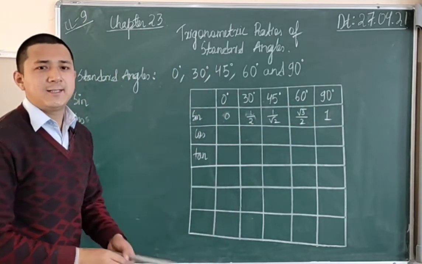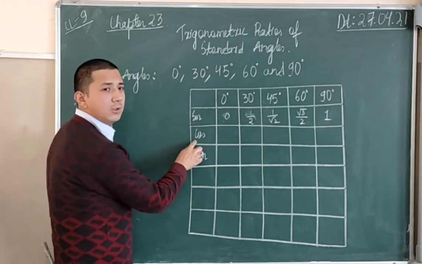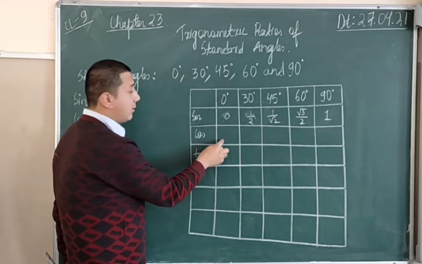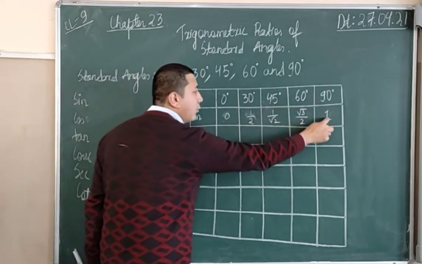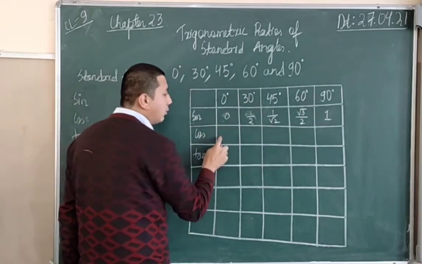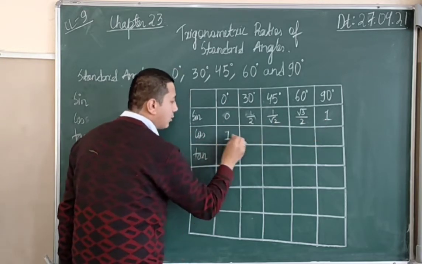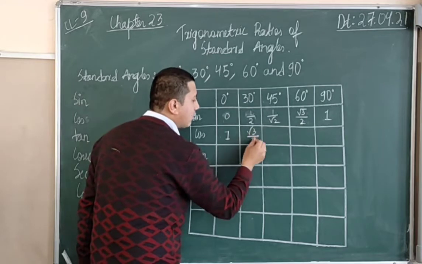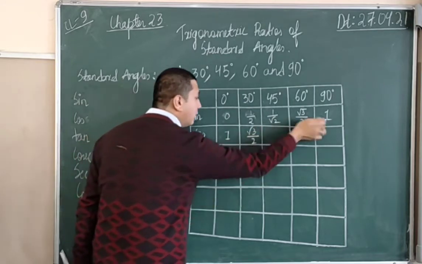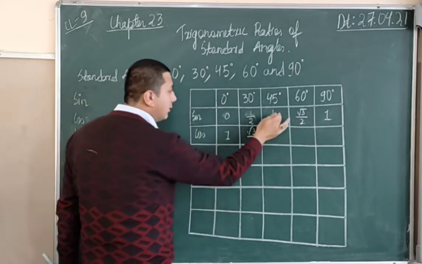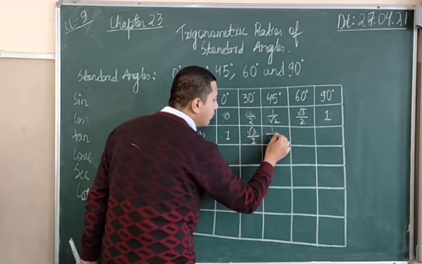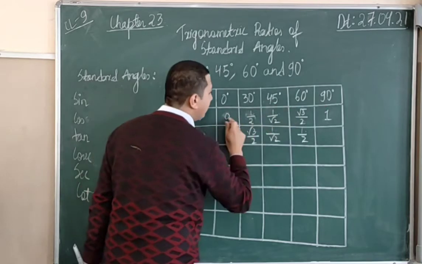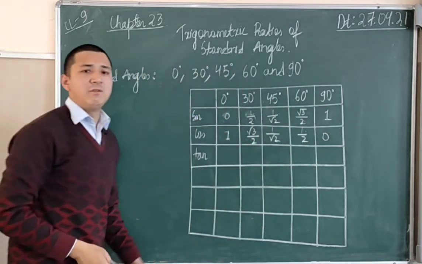Now, after that, I come to cos. For cos, you just have to come back from the last. Sine 90 is 1, so cos 0 will be 1. Cos 30 will be root 3 by 2. So these values come back here. This will be here, this will be here. This remains the same, 1 by root 2. And then cos 90 will be 0. I hope you are clear with this.